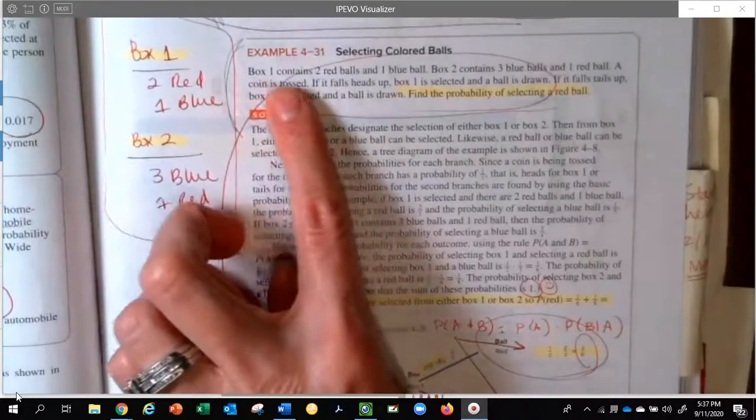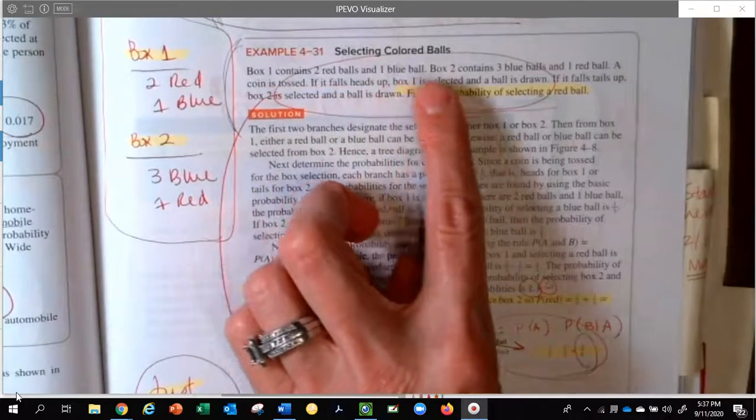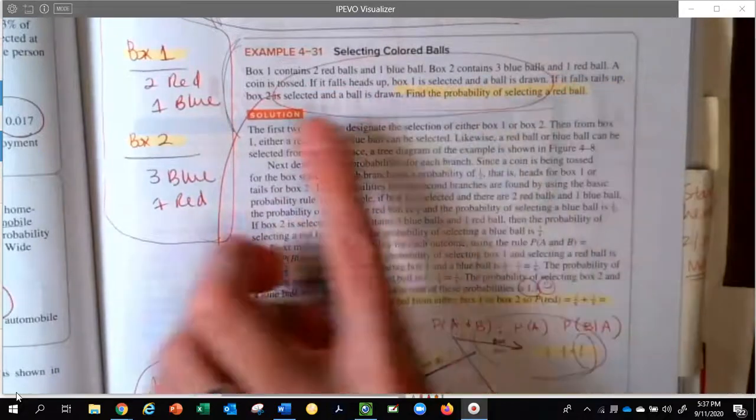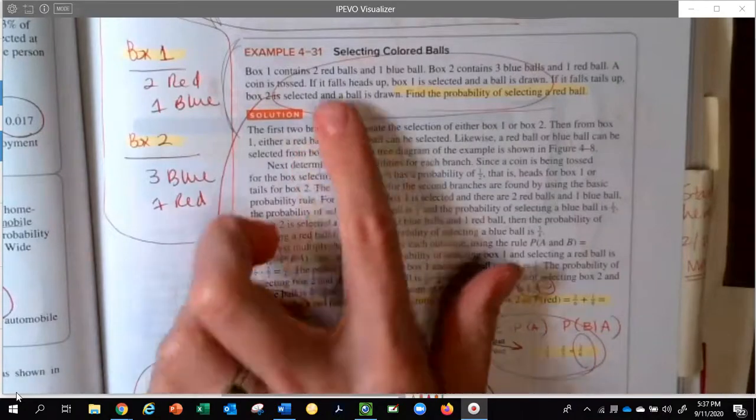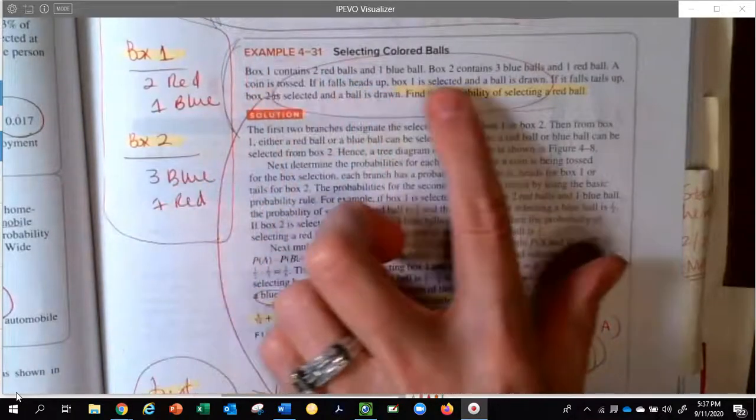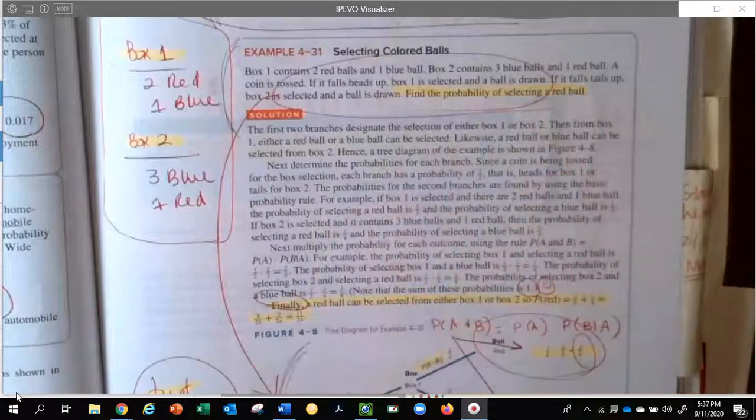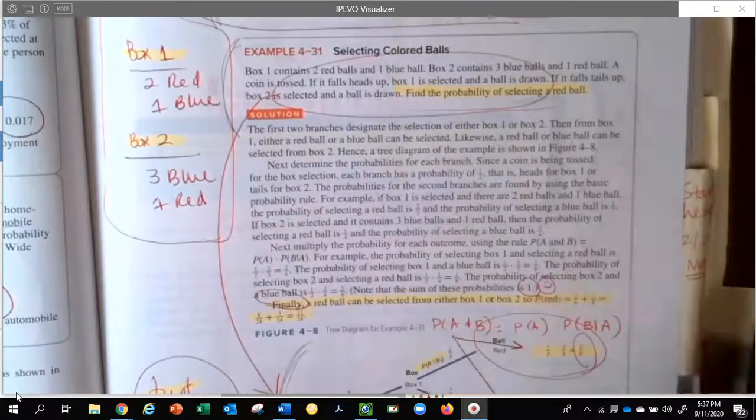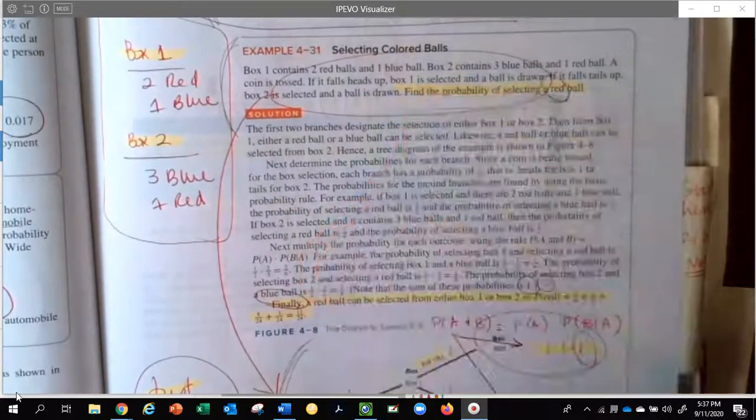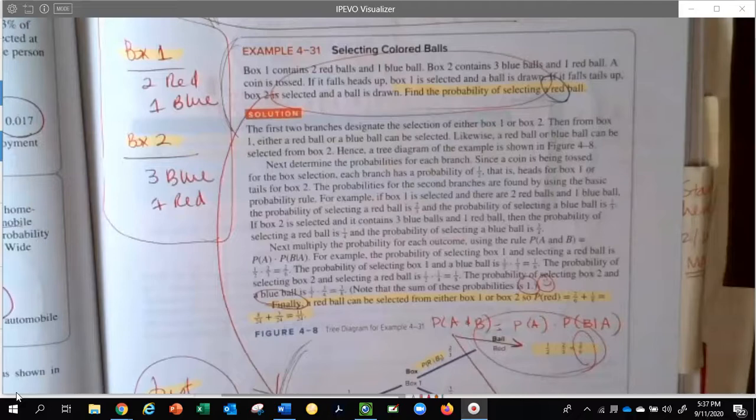It says you got a box which has 2 red balls and a blue ball. Another box has 3 balls and a red one. And if a coin is tossed, oh my gosh. So we're going to toss a coin, and if it falls heads up, we go to box 1. If it's heads down, we go to the other box. If tails is up, oh glory, then we go to the other box. Find the probability. This sounds like one of those horror stories about mathematics. To find the probability of selecting a red ball.